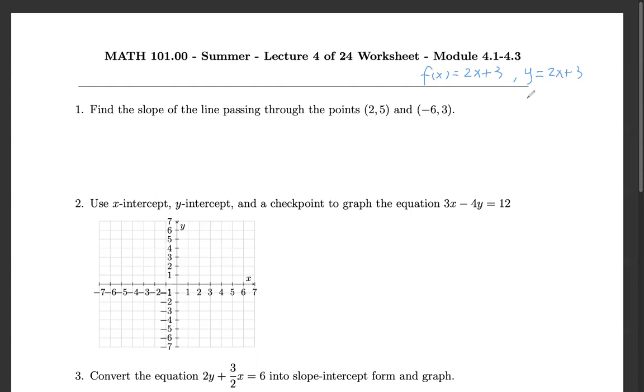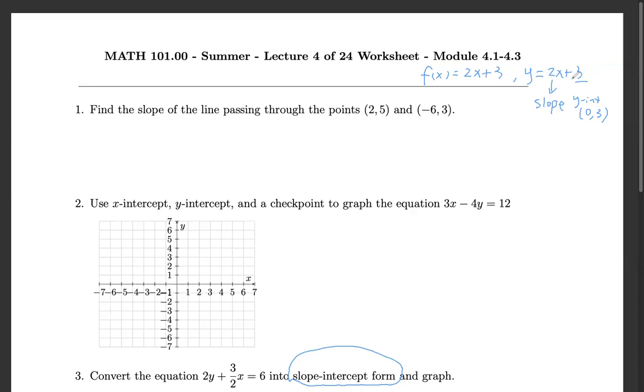So we know this is called slope-intercept form. Here, 2 is the slope. Slope is the rate of change. It measures the rate of change of y with respect to x. And this 3 is the y-intercept, because at the y-intercept the x value is 0. So (0, 3) is the y-intercept. That's why this equation is named slope-intercept form.